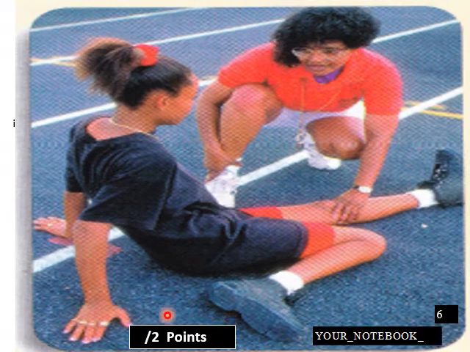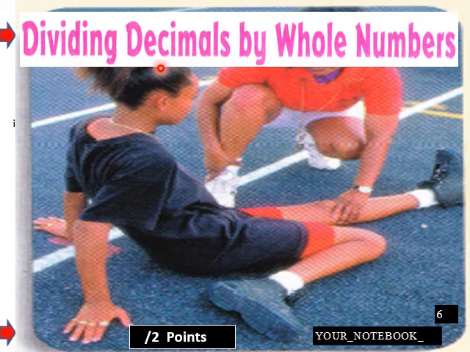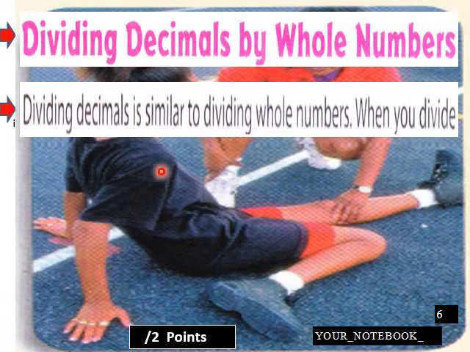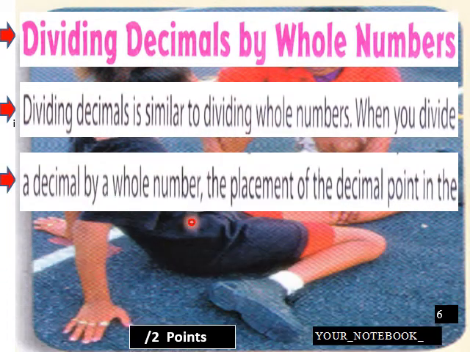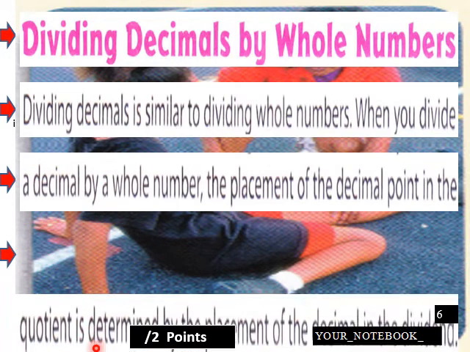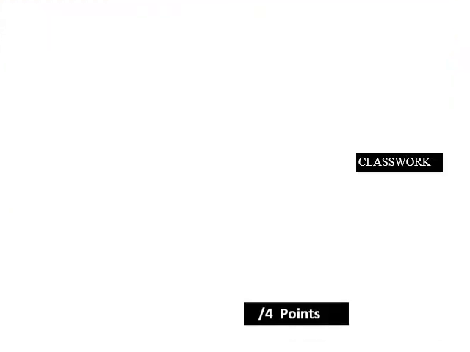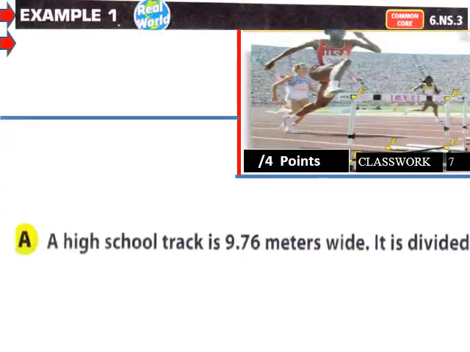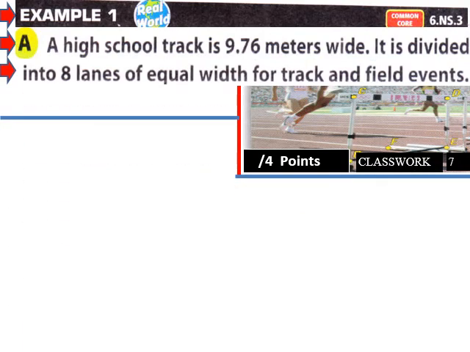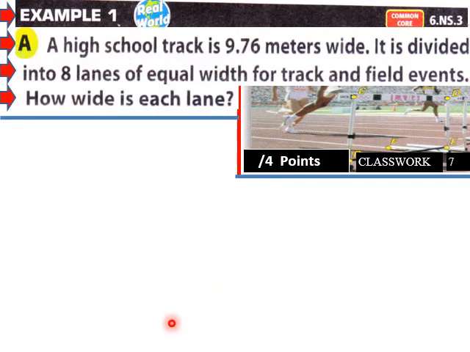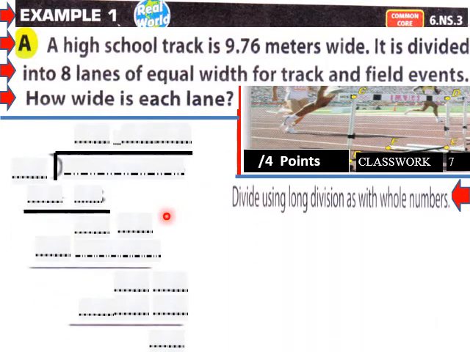The check on that: dividing decimals by whole numbers is similar to dividing whole numbers. When you divide a decimal by a whole number, the placement of the decimal point in the quotient is determined by the placement of the decimal in the dividend. So, for example, a high school track is 9.76 meters wide and is divided into 8 lanes. How wide is each lane? So we have to divide 9.76 by 8.